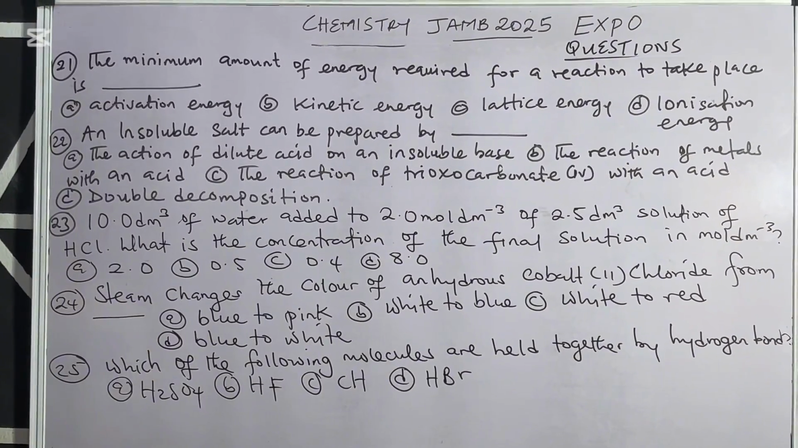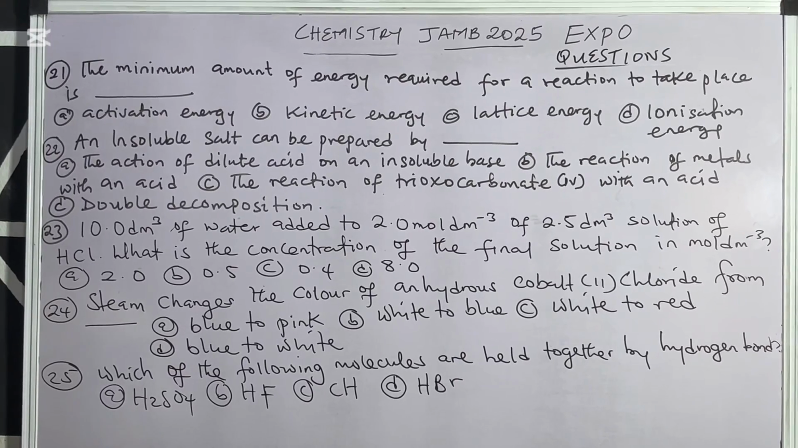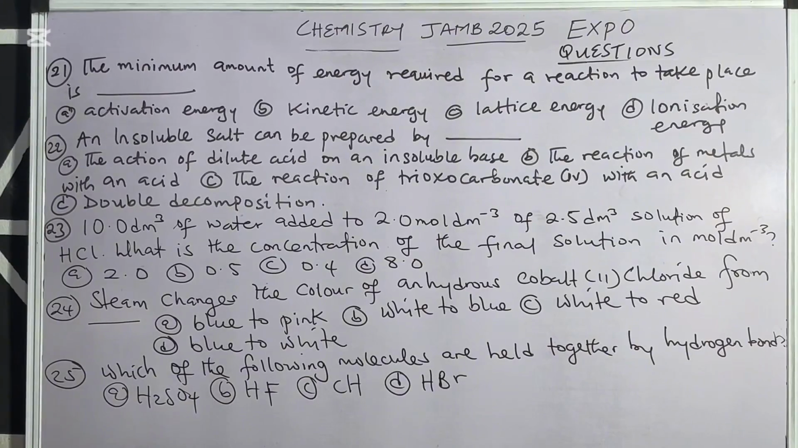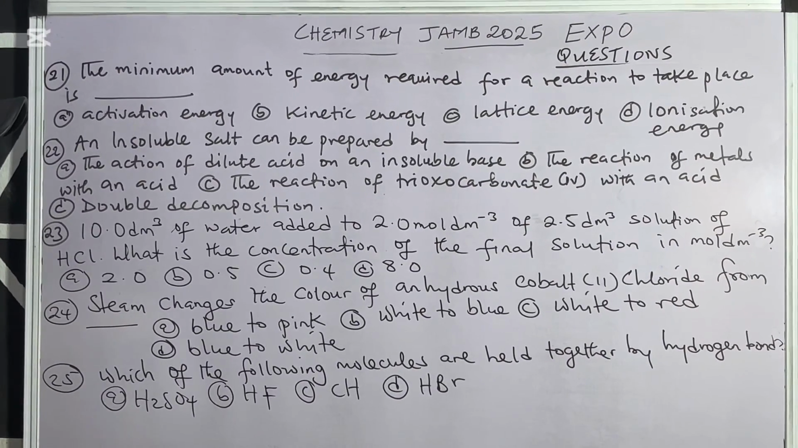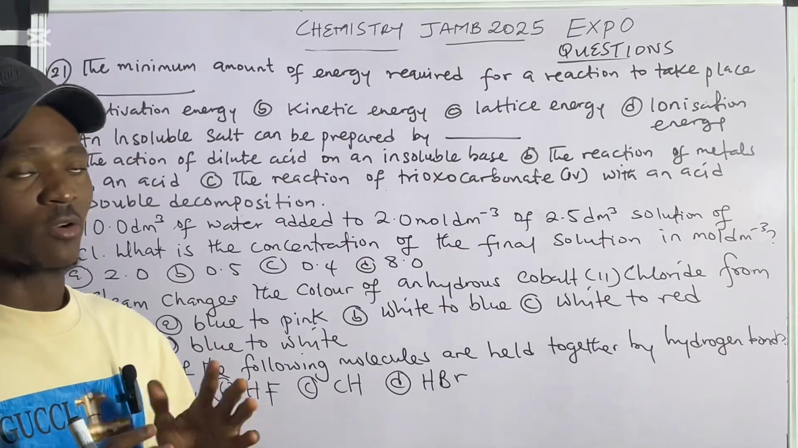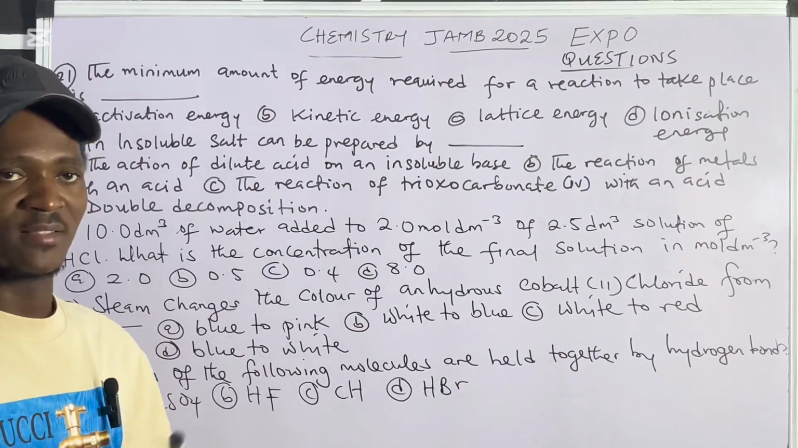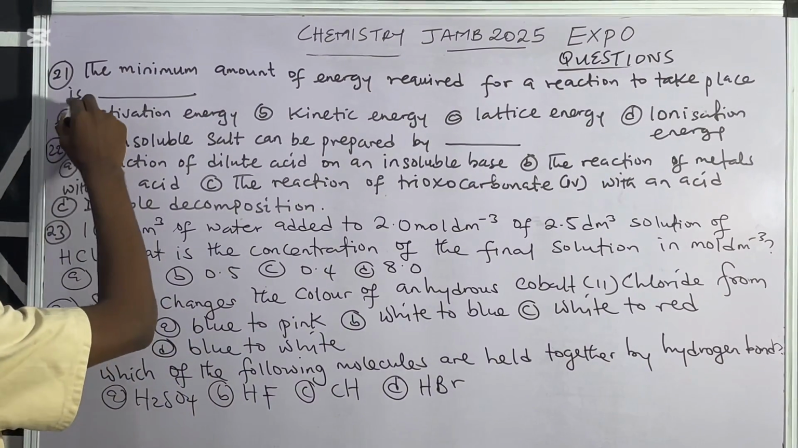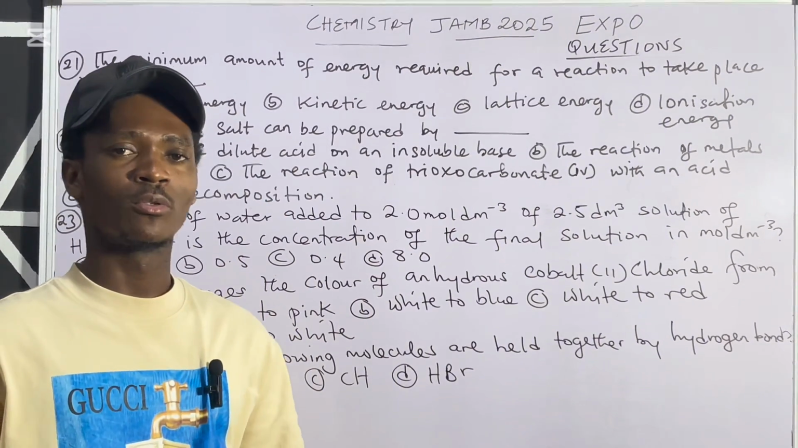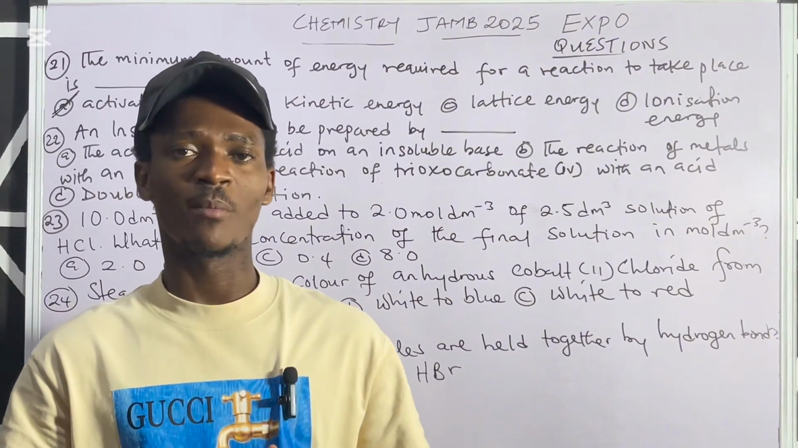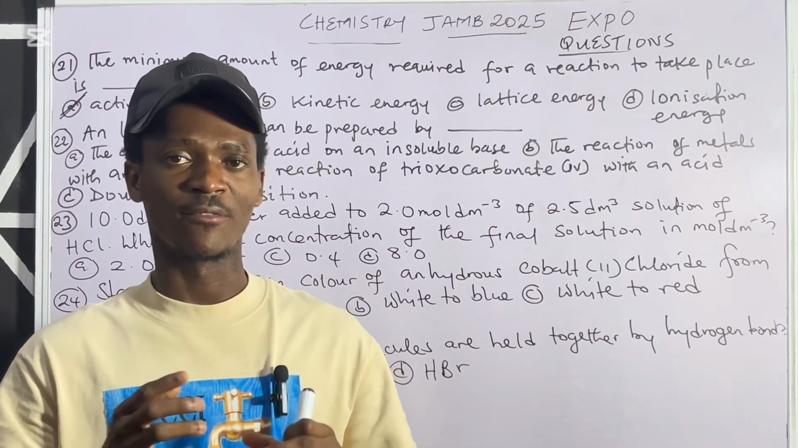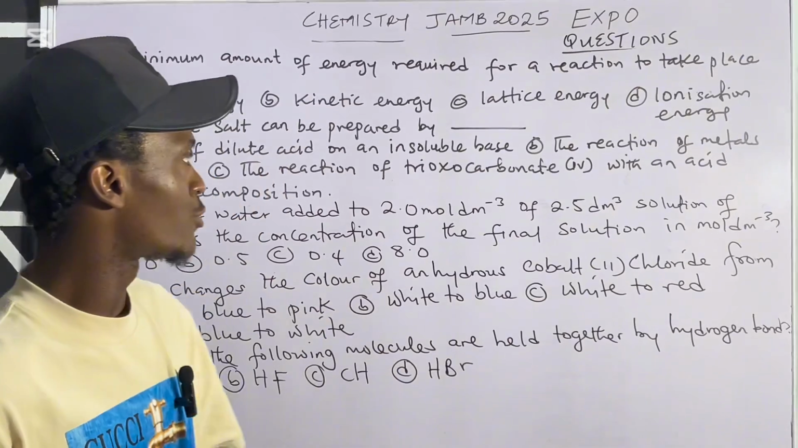Question 21. The minimum amount of energy required for a reaction to take place is dash. These are the options. Option A, activation energy, B, kinetic energy, C, lattice energy, and D, ionization energy. Now, the correct option, without even thinking, is activation energy, because they said the minimum amount of energy that is required for a chemical reaction to occur. So, activation energy is simply the minimum amount of energy that reactant particles must possess in order to collide for a chemical reaction to occur.